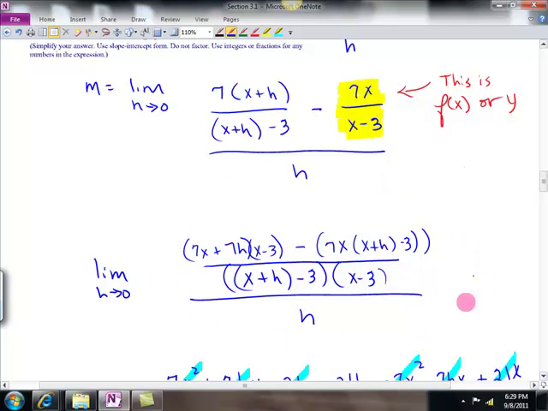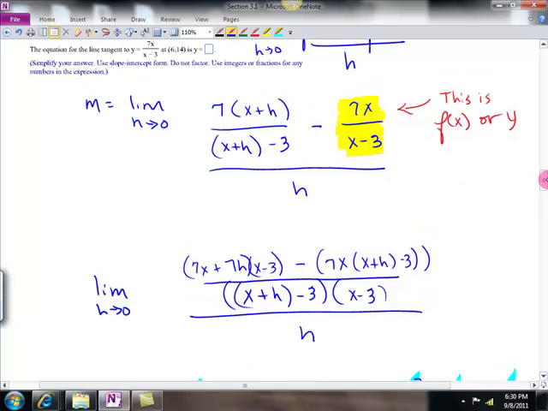Is everybody with me on that part? It was like I just combined these two and gave them this common denominator. Everybody okay? Then I started cleaning it up.